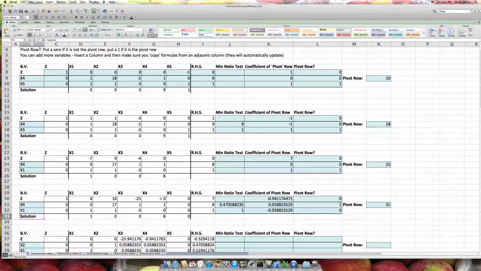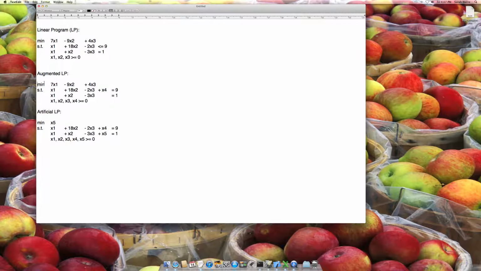So what we did in this tutorial was we took an LP, made it an augmented LP, and then added artificial variables. We then took that LP to get a feasible solution, feasible starting solution, and then optimized based on our original objective function here.